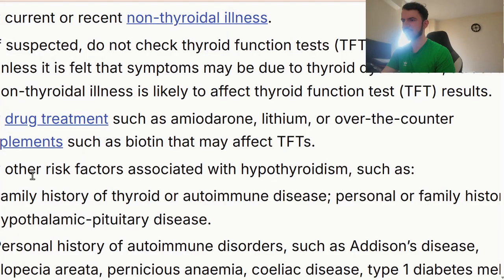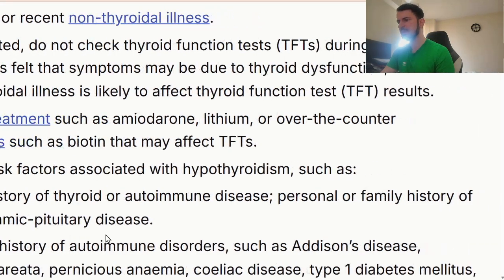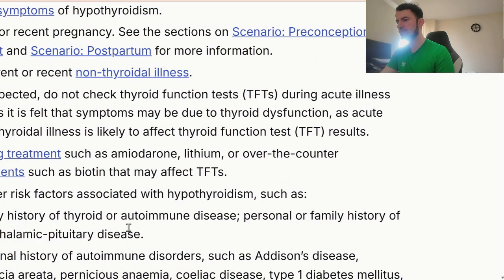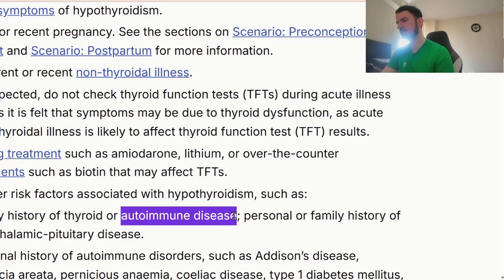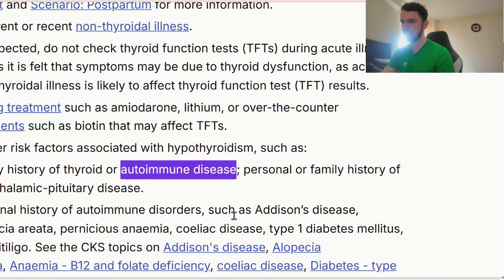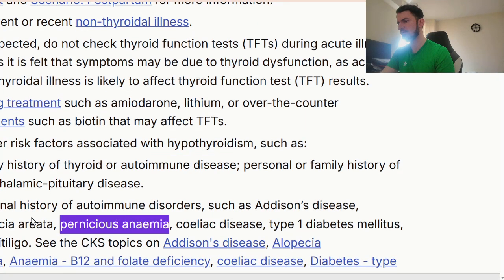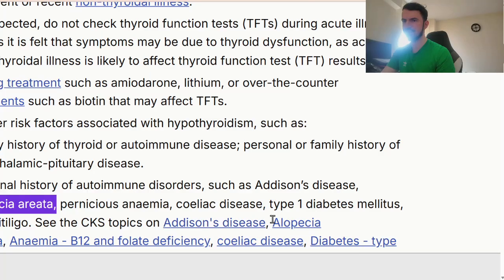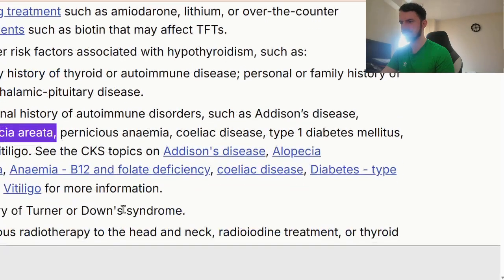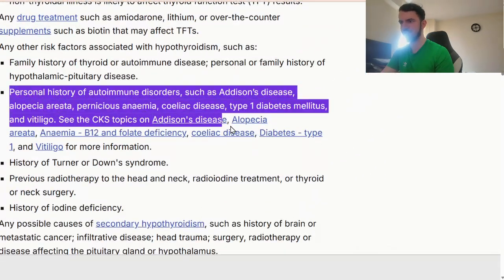Any other risk factors associated with hypothyroidism, such as family history of autoimmune disease. As you can imagine, an autoimmune disease may affect the parathyroid gland, which depends heavily on calcium levels. So calcium is important for parathyroid gland health, and that is something you need to keep in mind. Personal history of pernicious anemia or alopecia areata, type 1 diabetes, and vitiligo. Anyways, these ones are not that important.